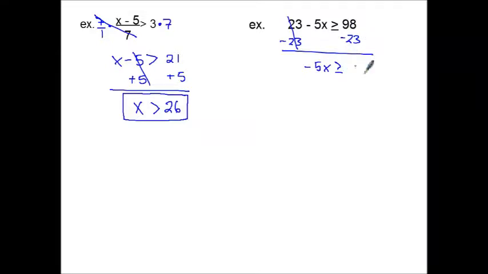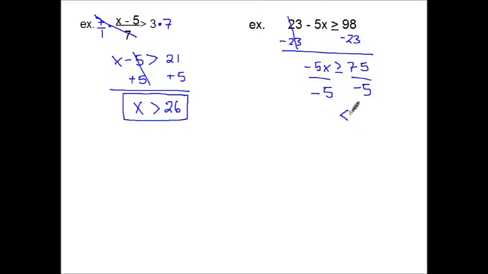But anyway, bring down my inequality sign. 98 minus 23 is a positive 75. Now at this point, I'm dividing. Now notice that I'm dividing by a negative 5. Since I divided by a negative 5, I do need to reverse my inequality. So before I do anything else, just to make sure I don't forget, I'm going to take this guy and switch him around from a greater than or equal to sign into a less than or equal to sign.